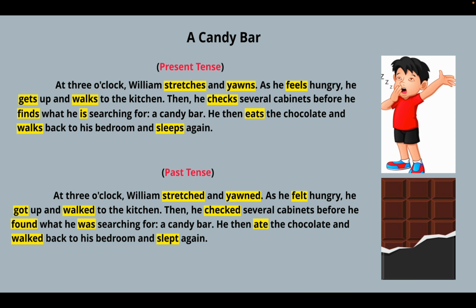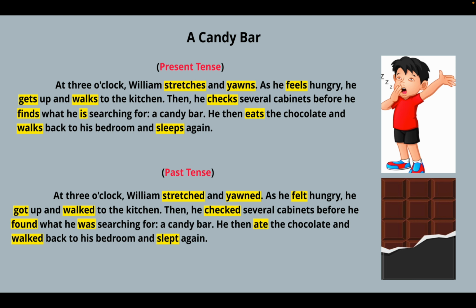Now let's look at the past tense of this. At 3 o'clock, William stretched and yawned. As he felt hungry, he got up and walked to the kitchen. Then he checked several cabinets before he found what he was searching for. What was he searching for? A candy bar. He then ate the chocolate and walked back to his bedroom and slept again.